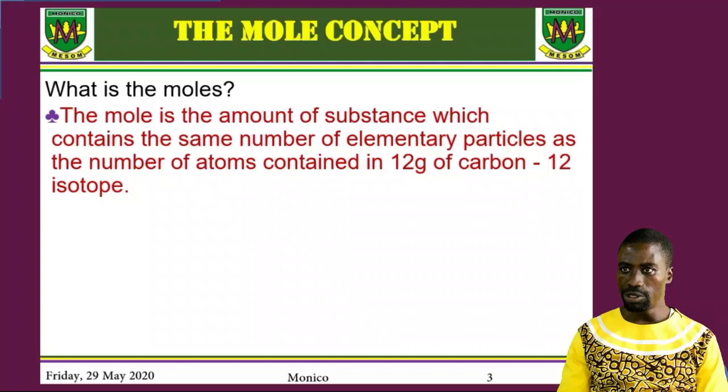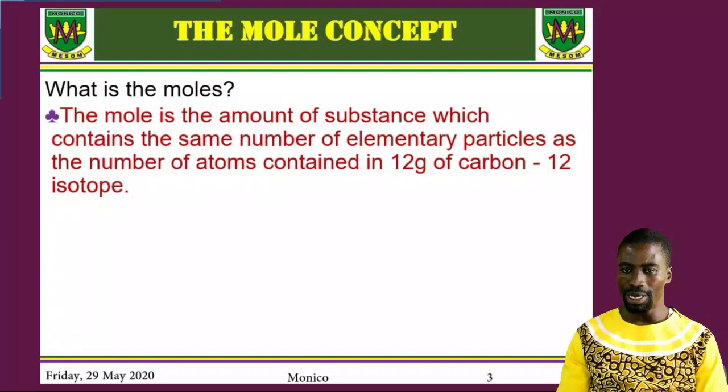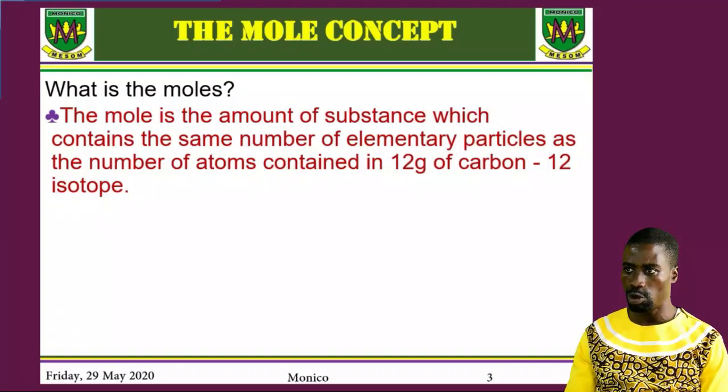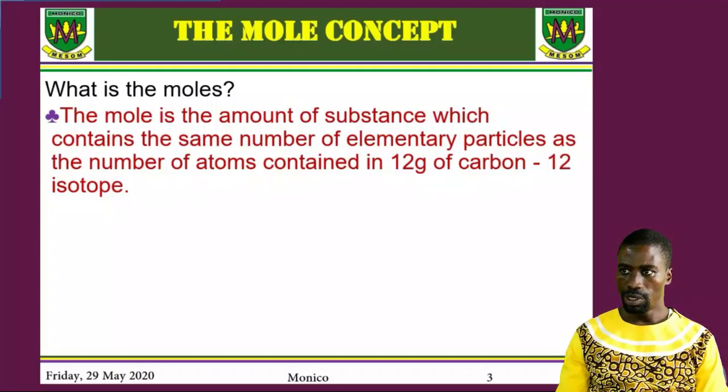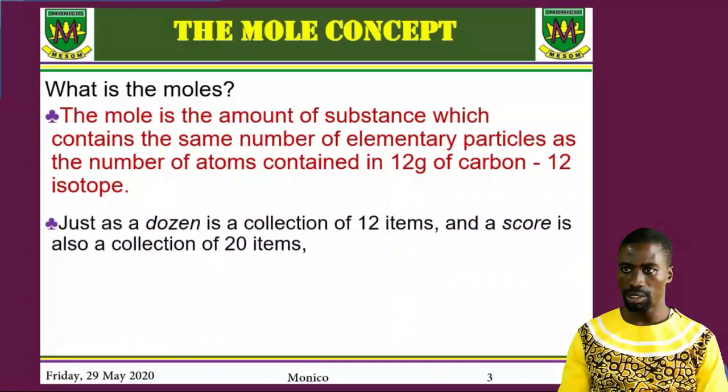So if we say the mole, it is referring to any amount of a particular substance that contains a number of particles which is the same as the number of particles in 12 grams of carbon-12 isotope. So what does it mean? When I pick 12 grams of carbon-12 isotope, the number of carbon atoms in that 12 grams will be equal to 1 mole of any substance.